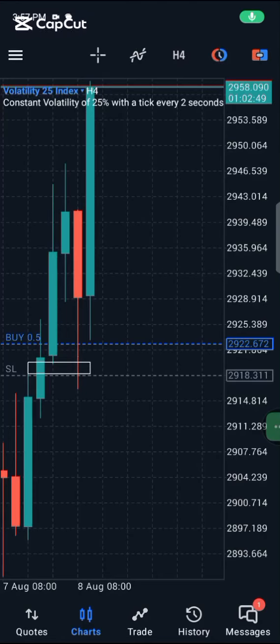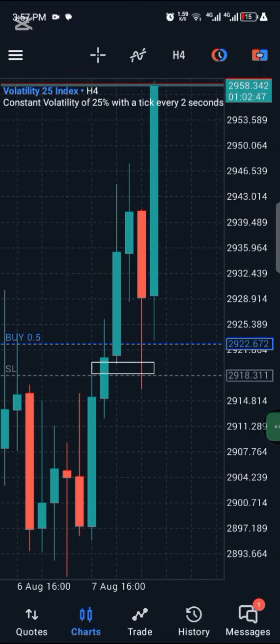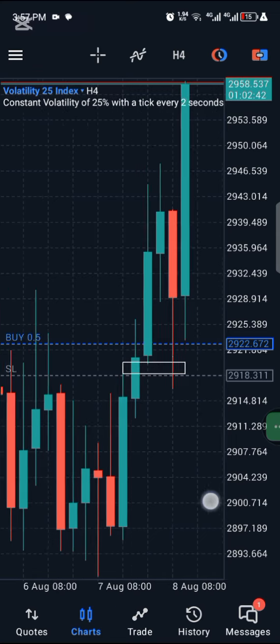Guys, a quick one here. Let me just show you a simple trade, how I was able to take this trade using the fair value gap, and let me just show you what happened here.